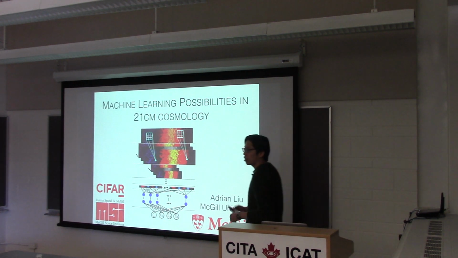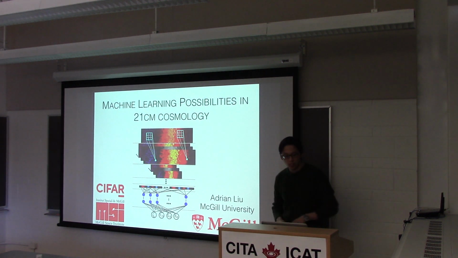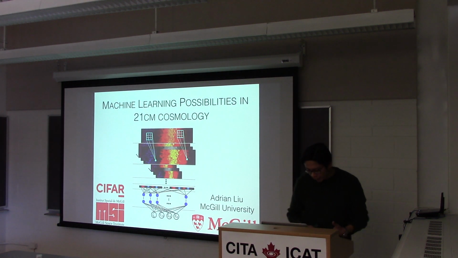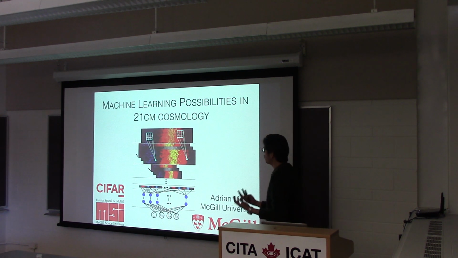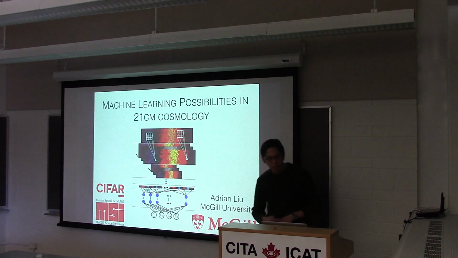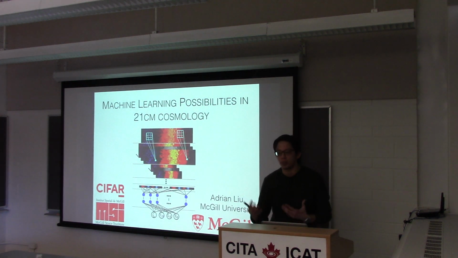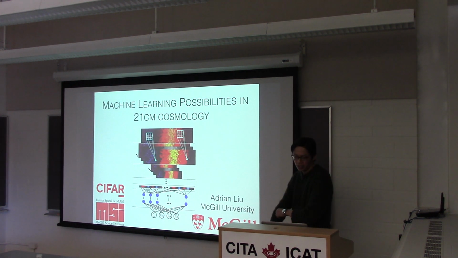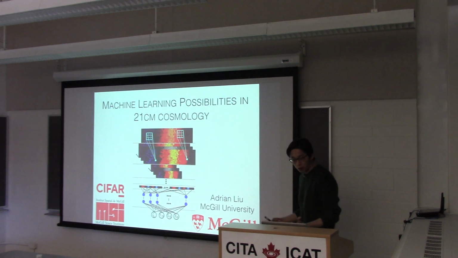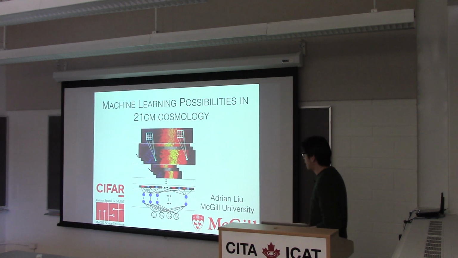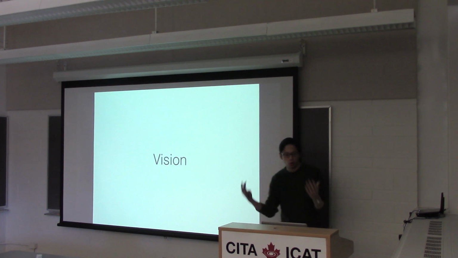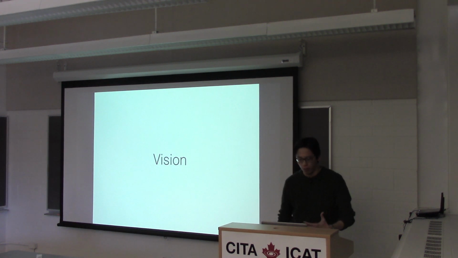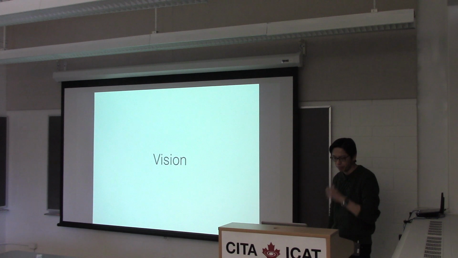Okay, so today I'm going to talk about machine learning and 21cm cosmology. With 21cm cosmology being a bit of a new field, I think it's incumbent upon us to consider all the different possible ways that we might do data analyses in this new subfield of cosmology, and machine learning, I think, is one of them. But let's step back a little bit and talk about the vision, the big picture here. What sort of context am I thinking of when I'm talking about machine learning?